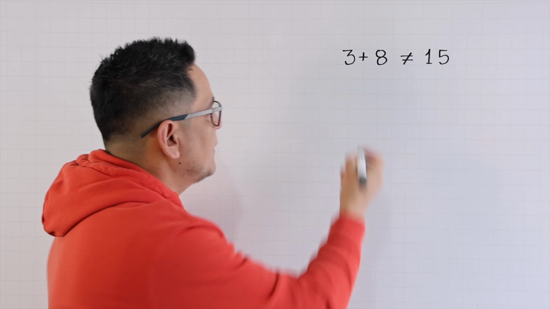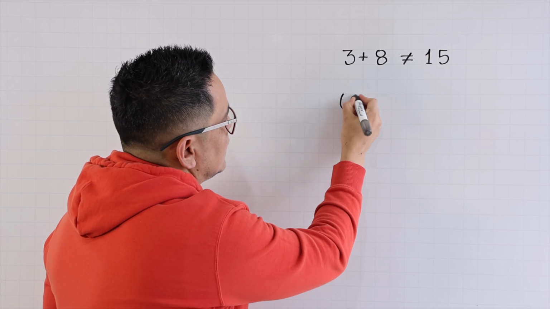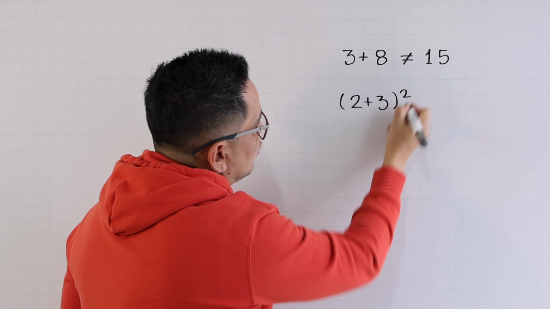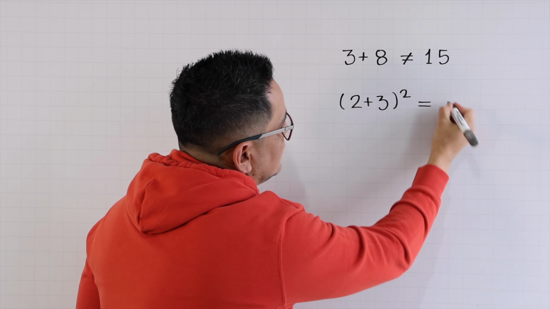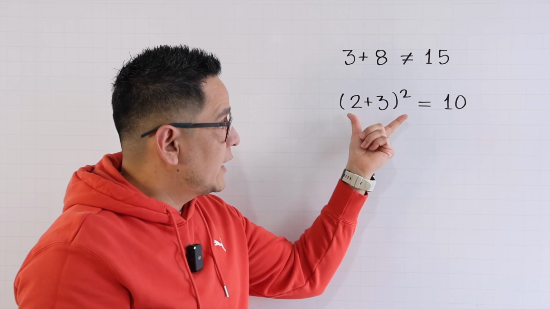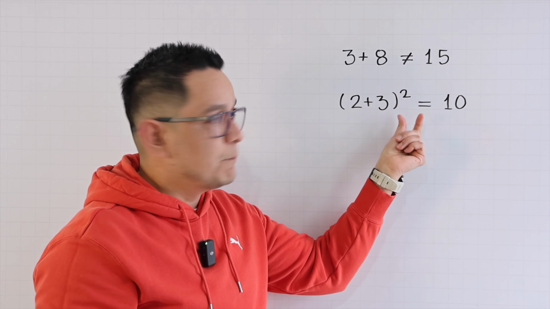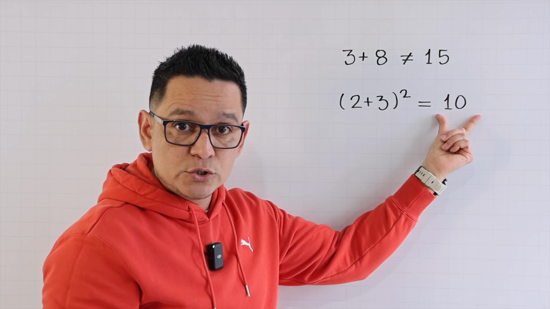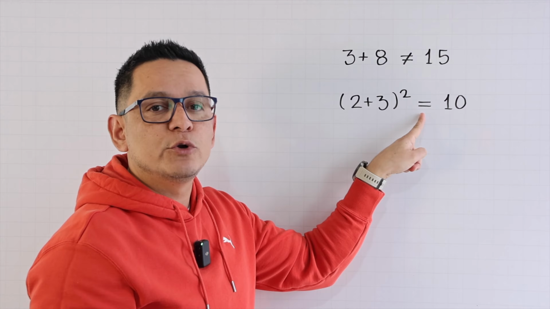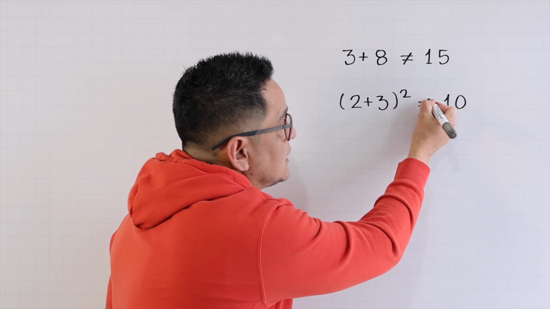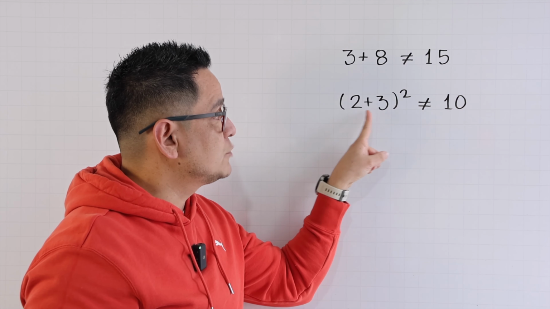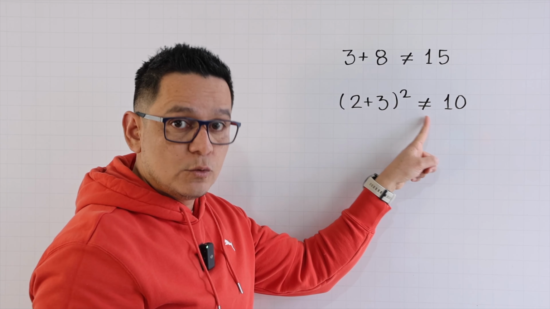Let's see. Let's go with another example. Let's suppose that on the left side we have 2 plus 3, and this is squared. We put the equals sign, and on this side we're going to put a 10. I ask you, does what's on the left side of the equation have the same value as what's on the right side? Well, the answer is no, right? So again, we can't use this symbol. What we have to do is write it this way, right? So we can read it as 2 plus 3 squared is not equal to 10.